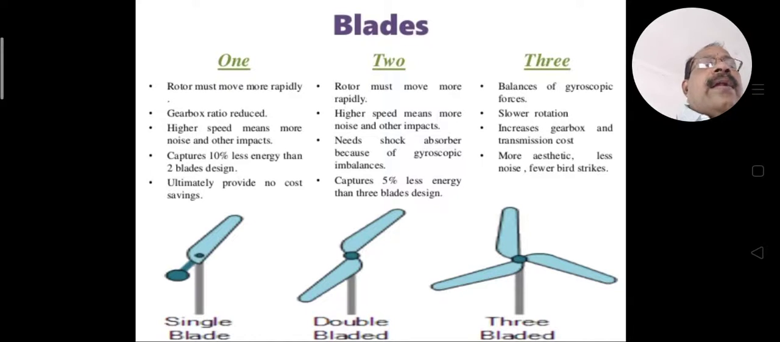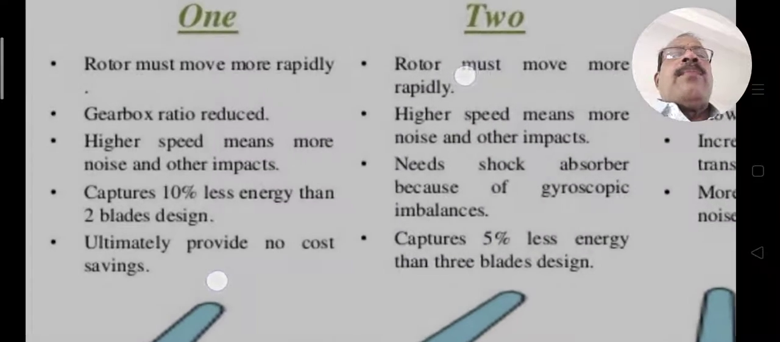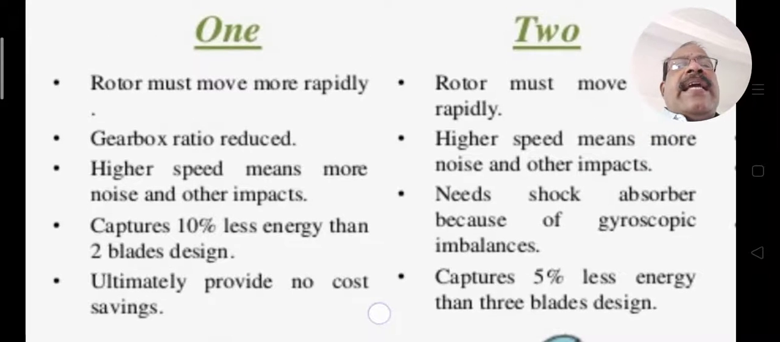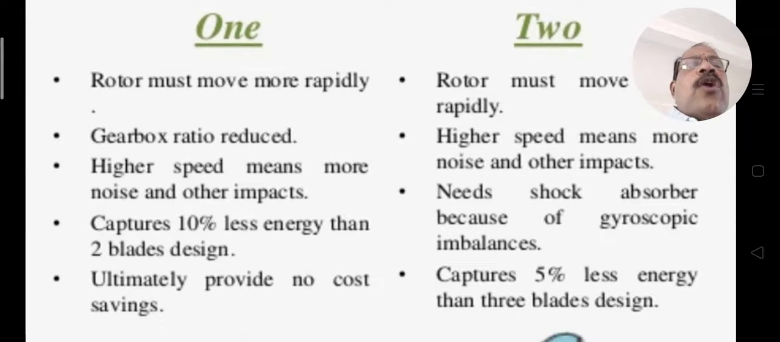What is the main advantage of one blade, two blades, or three blades? Here, if you use one blade, the rotor must move more rapidly, and the gearbox ratio is reduced. So with only one blade, the gearbox ratio is reduced, but higher speeds mean more noise and other impacts. Due to only one blade, it moves at very high speed, so there is more noise and other impacts.